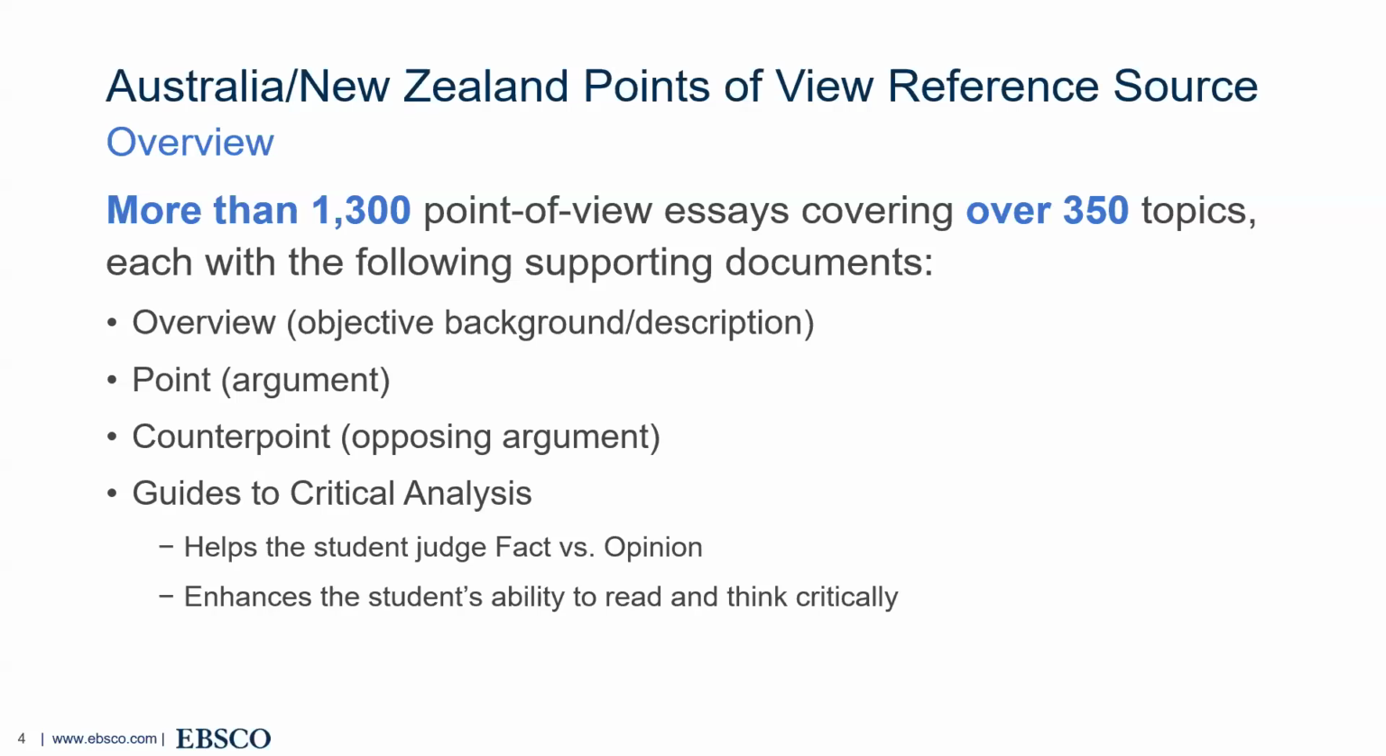And the following are the four different types of supporting materials that you will find in this resource. We've got the overview document, which will give you some objective background and description information. We'll provide you with the point document, which is like the argument information, and also a counterpoint, which will include some opposing argument information. And finally, the guide to critical analysis. It helps the student identify fact versus opinion, and also enhances the student's ability to read and think critically.